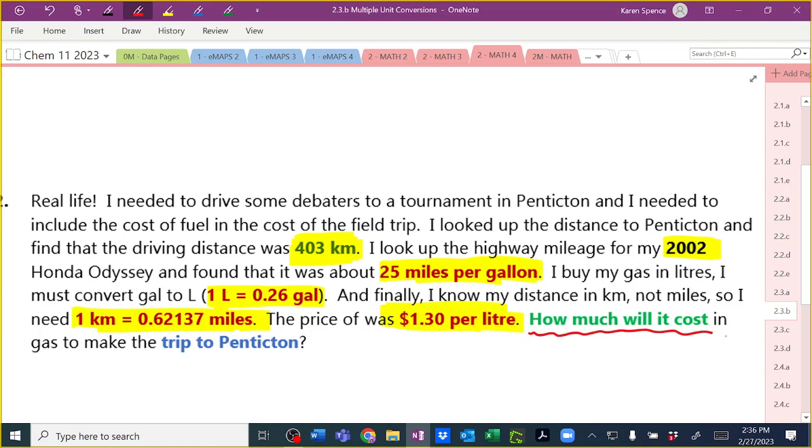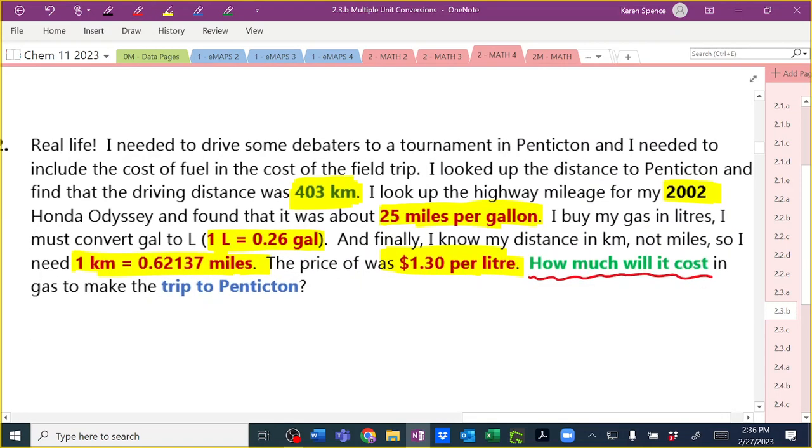Okay? If you want to hear it, I looked up the distance to Penticton and the driving distance was 403 kilometers. I looked up the highway mileage for my 2002 Honda Odyssey and found that it was 25 miles per gallon. I buy my gas in liters, so I have to convert gallons to liters. And finally, I know my distance in kilometers, not miles, so I need 1 kilometer equals blah, blah, blah miles. And the price of gas, it was a long time ago, was $1.30 per liter. How much will it cost to make the trip to Penticton?